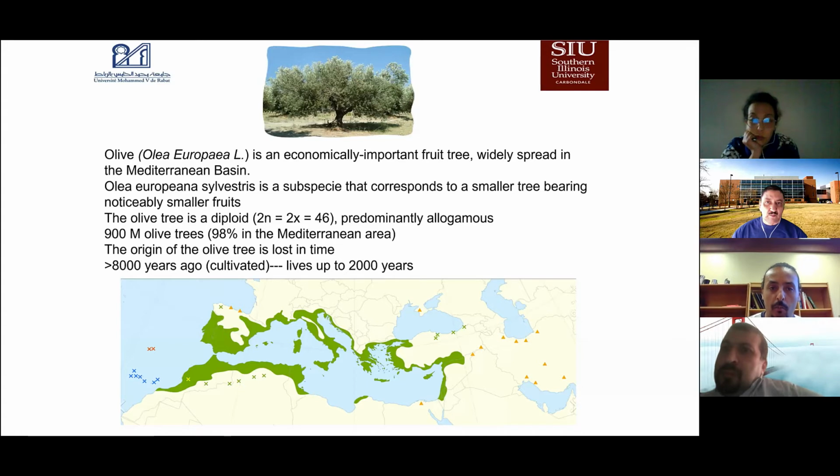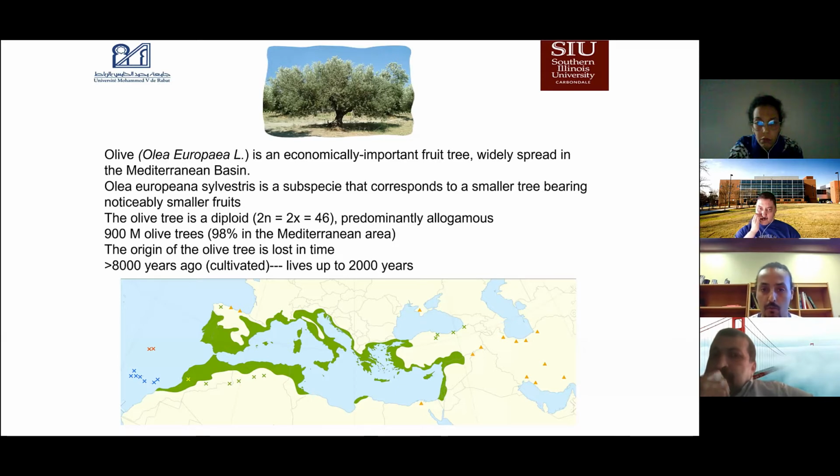Olive, or Olea europaea, is a very important species for anybody who lives around the Mediterranean Sea. It's a diploid organism with 23 pairs of chromosomes, mostly allogamous.